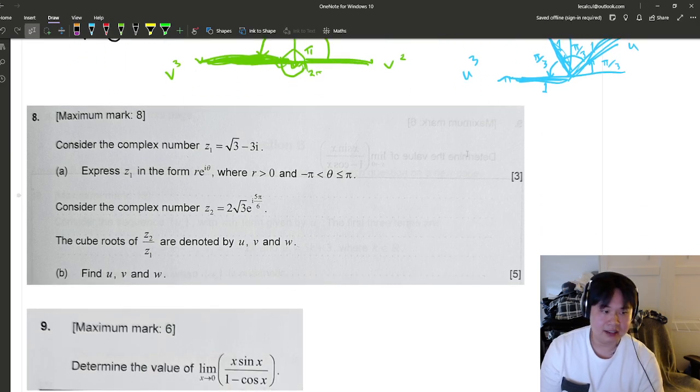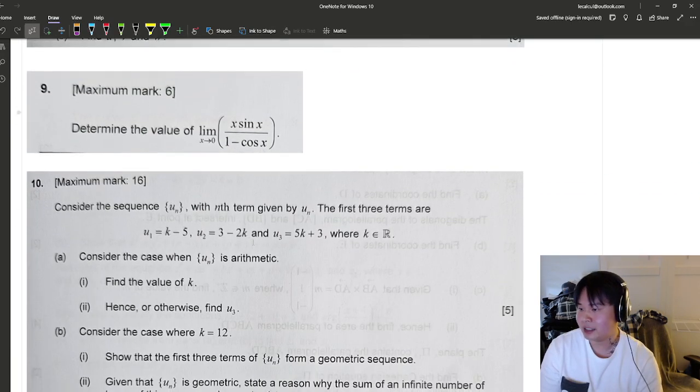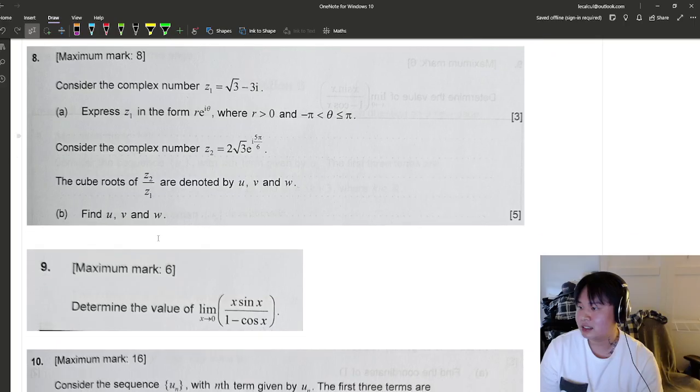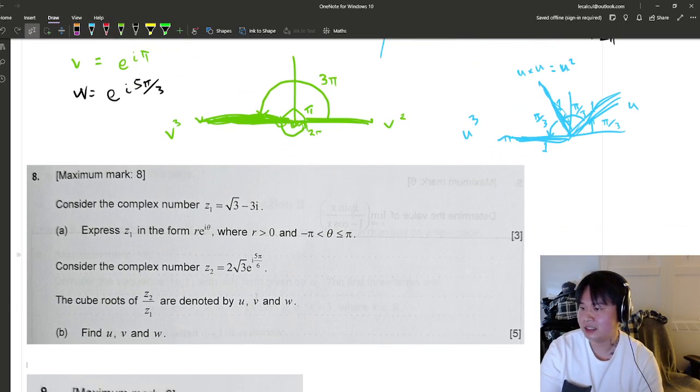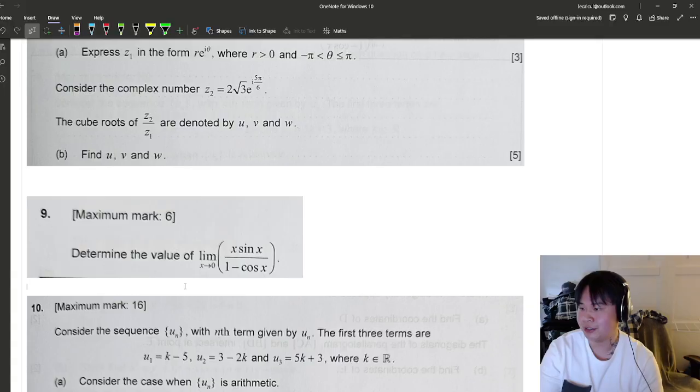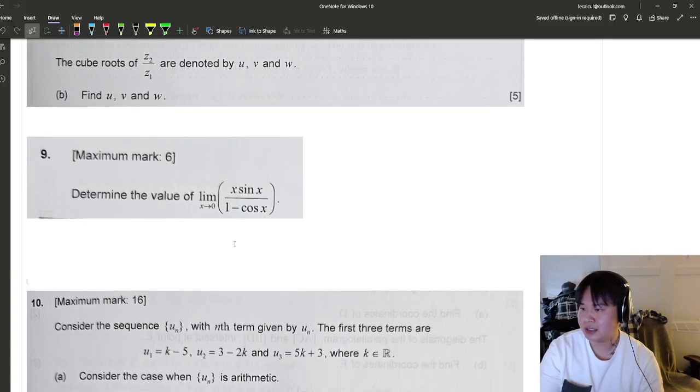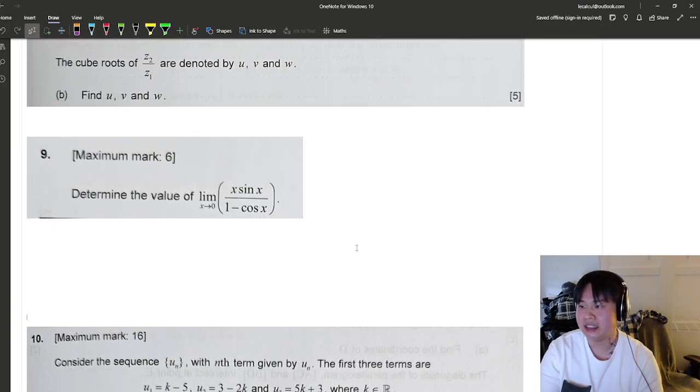Okay, where am I at? Ugh, almost an hour, and I'm not even at the long ones yet. Okay, there's 2 more short ones, it looks like. No, wait, I just did this one. Okay, there's 1 more short one. Ew, this looks like a L'Hopital.